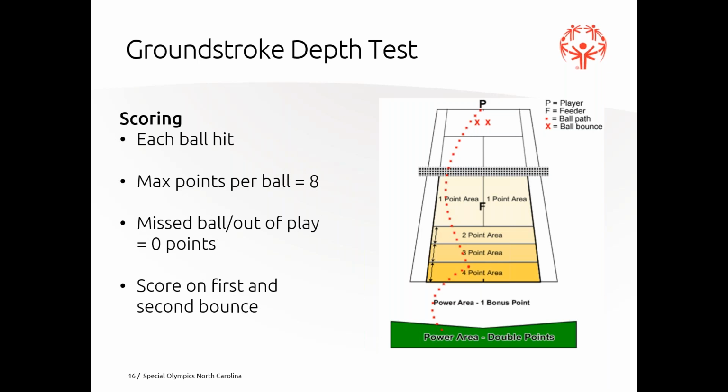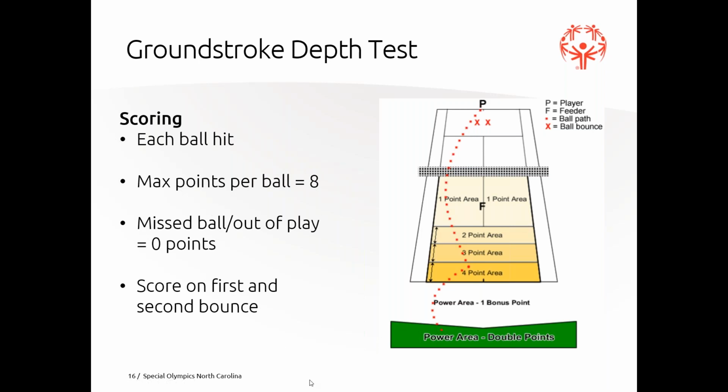Consistency. The athlete is awarded points based on consistency for the test. 1 point is awarded for each shot that is not an error. For example, if the athlete hits all 10 balls in the playing area without any error, then that equates to 10 points. All of the points are then added together to give a final ground stroke depth total score.